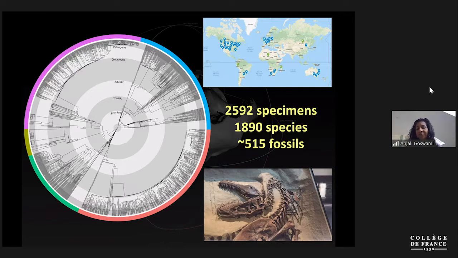And so far we have about 1,900 species sampled. About a quarter of these are fossils. So we have a really nice representation of the fossil record. And because the methods that we use require perfect specimens, that's really quite, I think, an extraordinary data set.